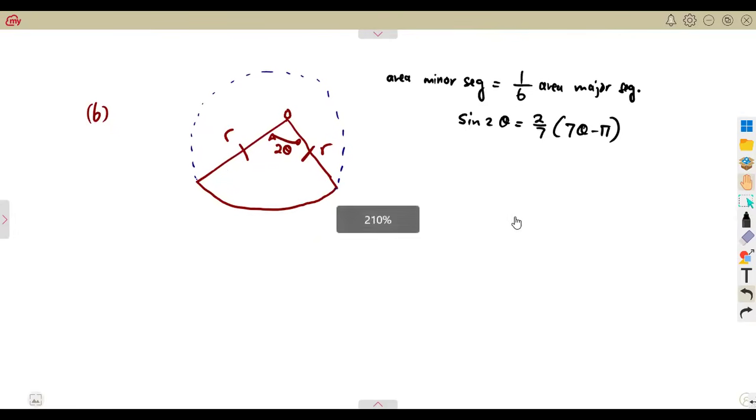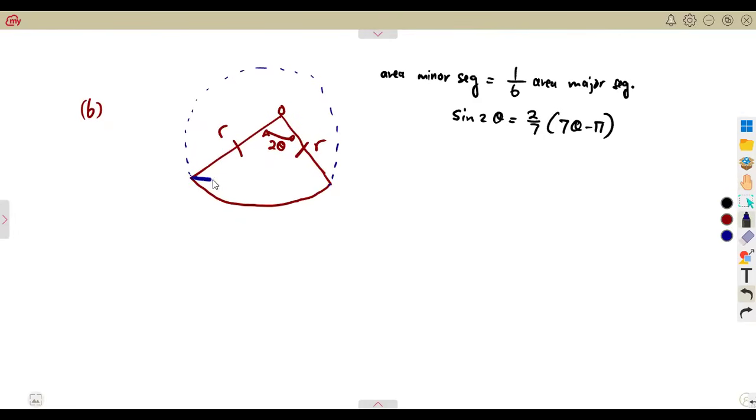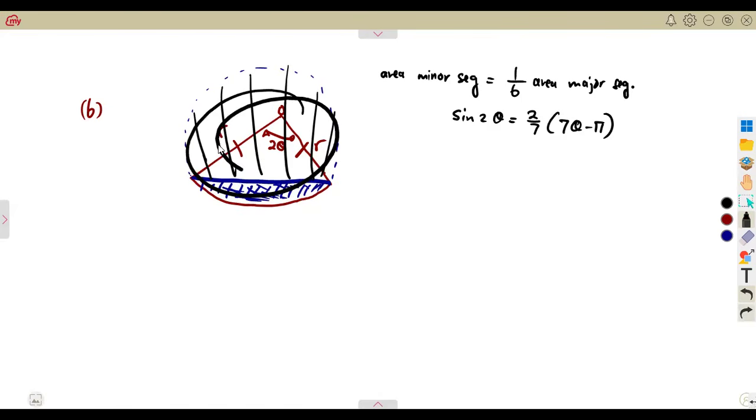Okay, let's figure it out. We do understand that this is the minor segment of our circle. From the presentation, this will be the minor segment. So given an angle of 2 theta that subtends this angle at the sector, we are given that the minor segment is 1/6 of the major. The remaining part here is our major segment, this one. I want us to see one thing here. The minor segment and the major segment together give us the complete circle.